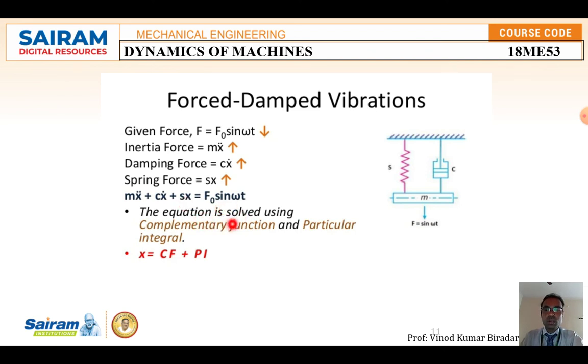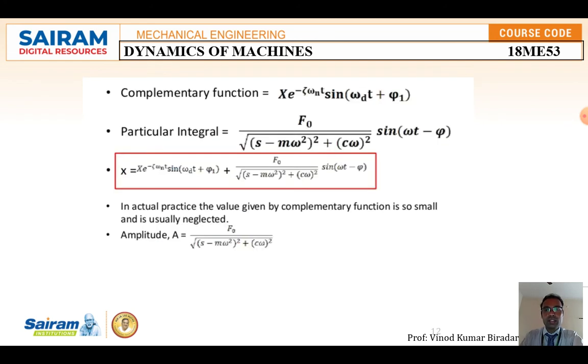The equation is solved by using the complementary function and the particular integral. X equals CF plus PI, where CF is the complementary function and PI is the particular integral. If you substitute these two values, you get the x value. The complementary function is X, the maximum amplitude, times e to the power minus zeta omega n t, sin of omega d t plus phi. This we already derived in module 4, in free vibration.